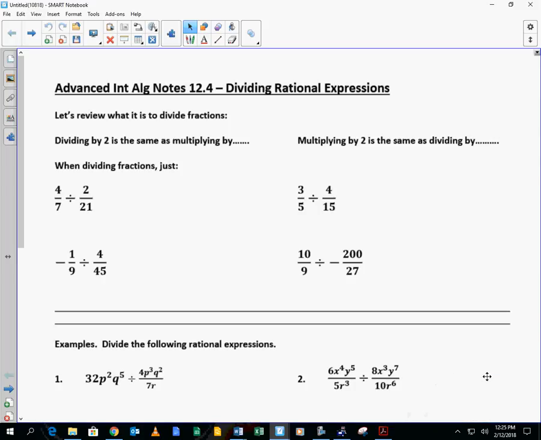Okay, fourth hour advanced algebra. This is Mr. Gentz. Today we're going to divide rational expressions. Let's start by reviewing what it is to divide fractions.